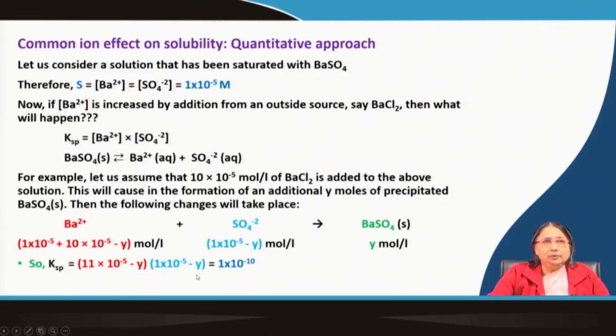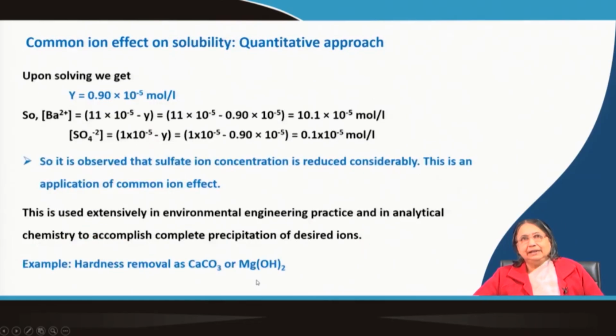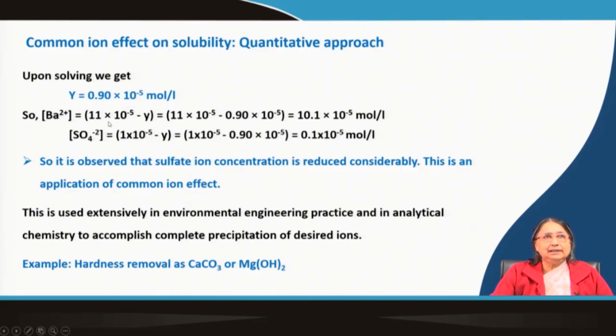Now, if we put it in the equilibrium expression, Ksp is the barium ion concentration, which is 10 plus 1, so 11 into 10 to the minus 5 minus Y, into the new sulphate ion concentration. This is the solubility product. If you solve this, you will see that Y is 0.9 into 10 to the minus 5 moles per liter. So, what is the final concentration? For barium, after solving, it is 10.1 into 10 to the minus 5 moles per liter. What is the concentration of sulphate now? The final concentration is 0.1 into 10 to the minus 5 molar.